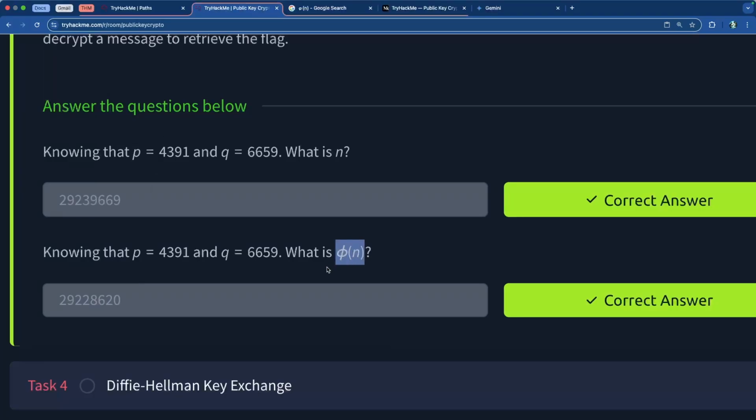I literally just learned this for the very first time today. So we're literally advancing our knowledge together. To be able to calculate phi of n, it just feels so good to be able to say that now.